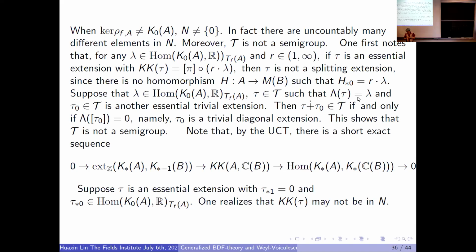The zero element in the group may not be a trivial extension. That's right, it may not be a trivial extension. Sometimes it is trivial. It depends on the K-theory computation. But sometimes not.